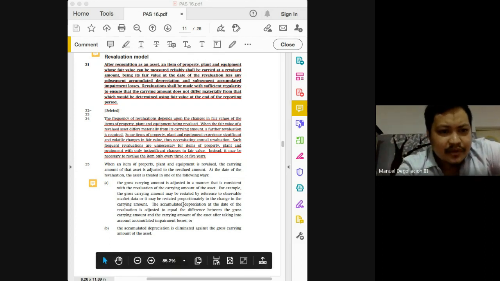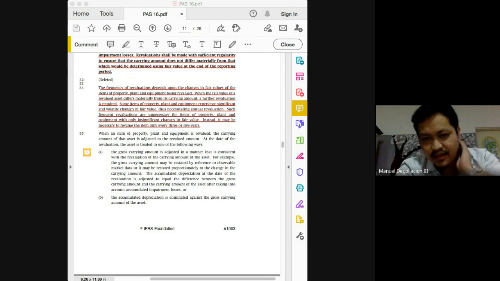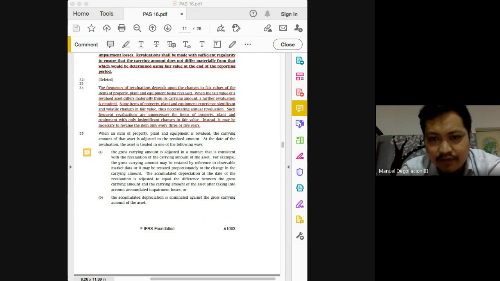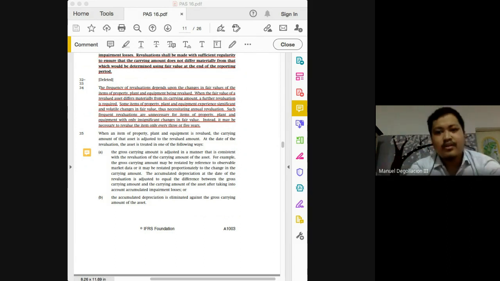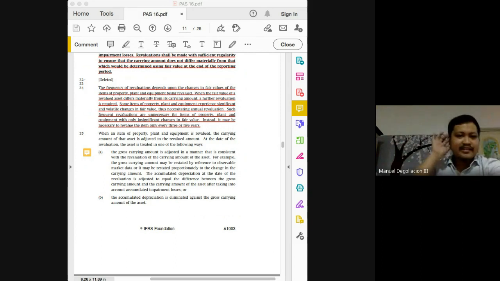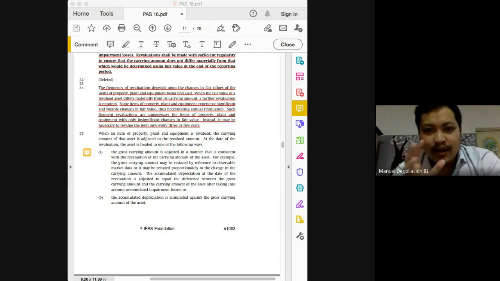Okay, paragraph 35, when an item of property, plant, and equipment is revalued, the carrying amount of the asset is adjusted to the revalued amount. I have mentioned this already. At the date of the revaluation, the asset is treated in one of the following ways. So when you will now be taking up intermediate accounting class, the subject that involves already computation, you will be discussing the two ways of revaluation, which is the two ways to account revaluation class.